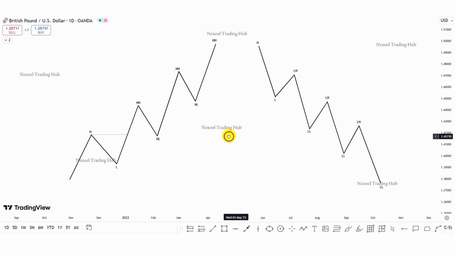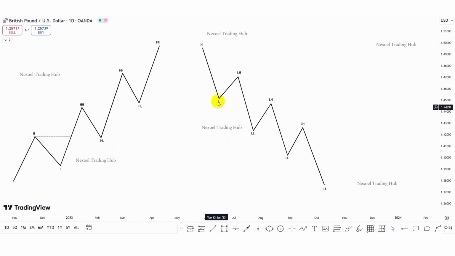So this is now for a bearish market condition. We want to see the market making a series of lower highs and lower lows. So we have a higher price, and then price created a low.